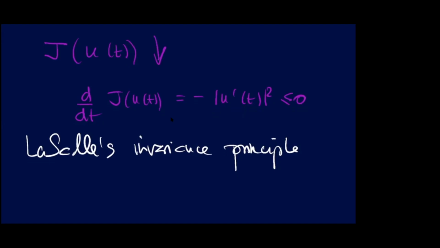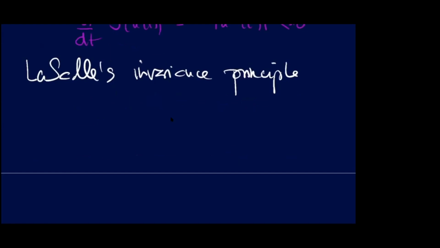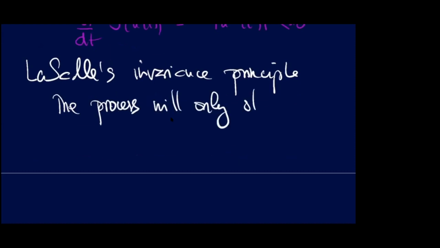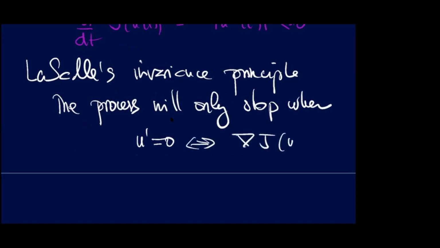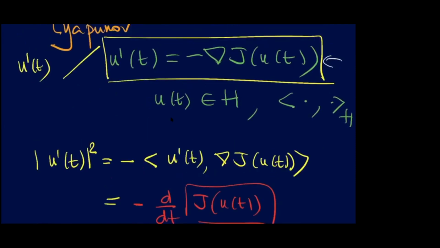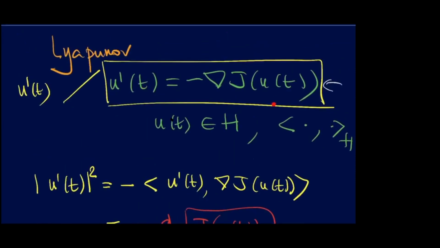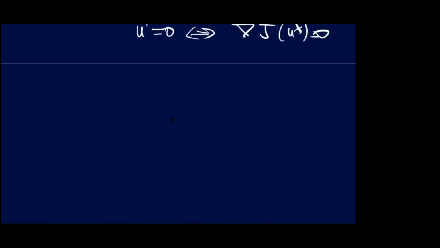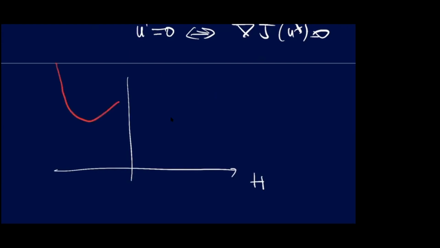LaSalle says the process will only stop when u' is equal to 0, which means that you are on a critical point, right? Because if u' is equal to 0, then the gradient of J has to be 0 as well. Therefore, you are on a steady state, right? Of course, when you want to make these statements of LaSalle rigorous, you need some further conditions. But this is, for instance, what happens when you are considering, in a Hilbert space, a process like this, right? So a process generated by a functional J, right?